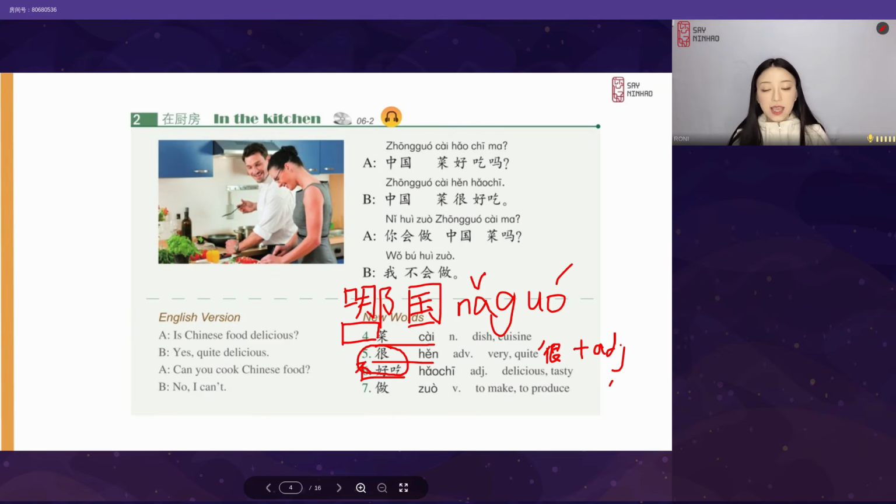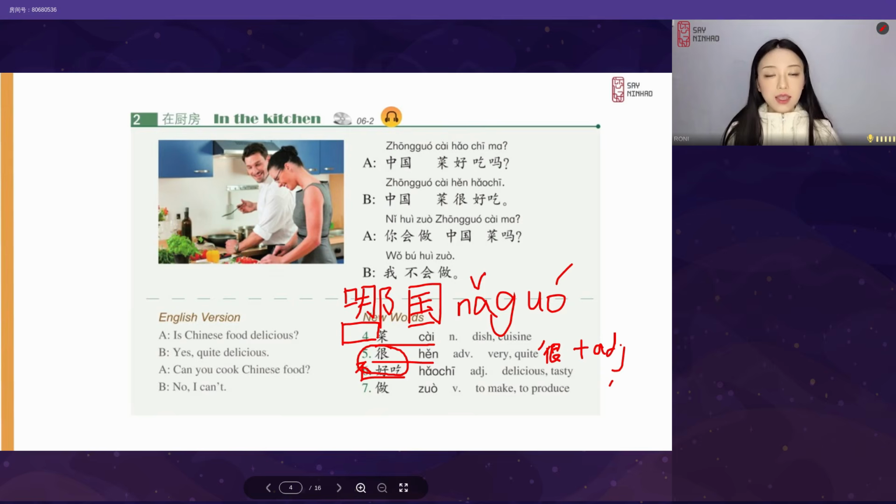Okay, try to say Chinese dish is very delicious. Chinese dish is very delicious. 中国菜 is the subject, so we put it at the beginning. So 中国菜很好吃。中国菜很好吃 is the right answer.